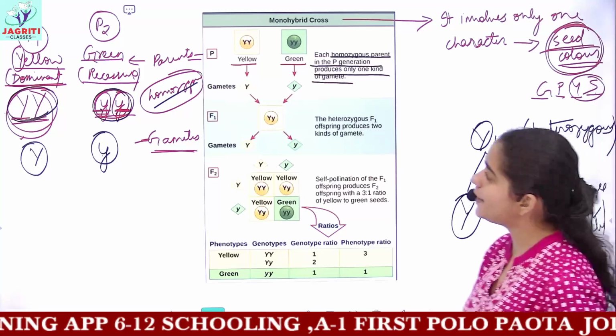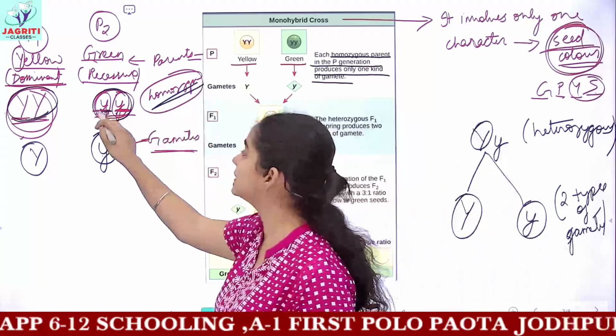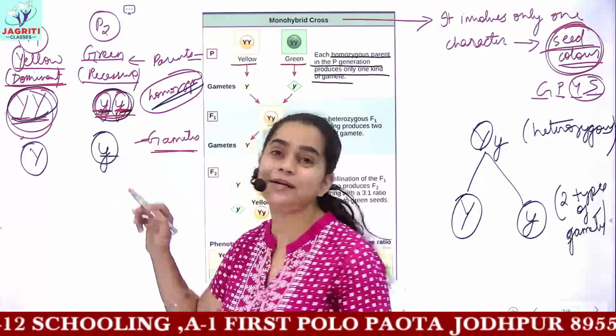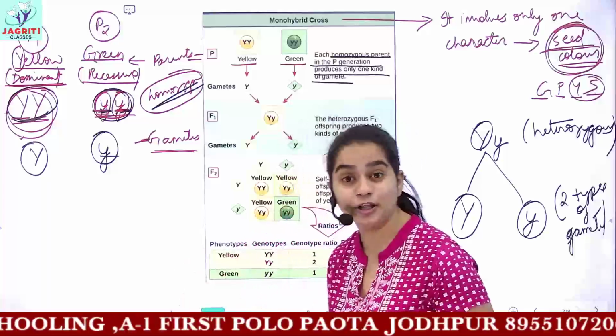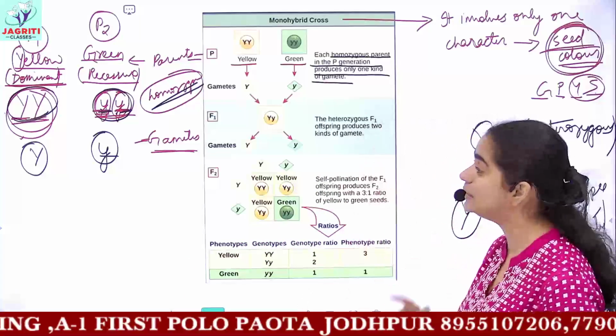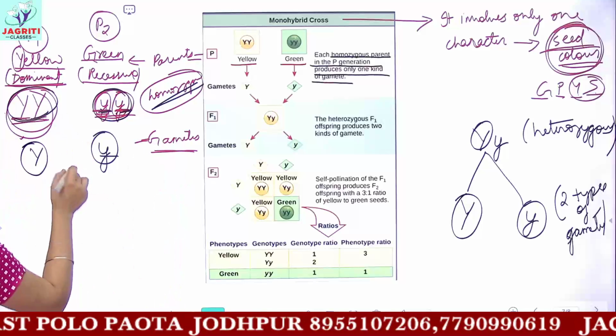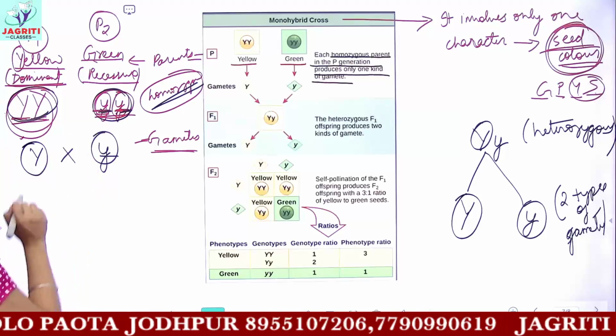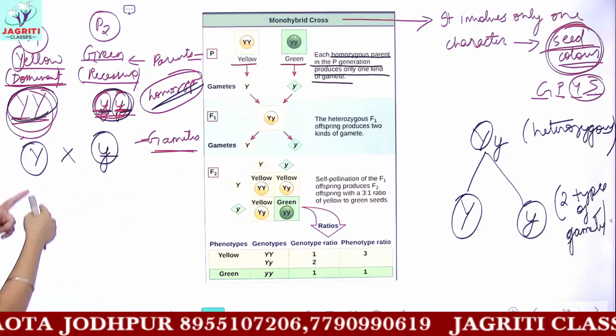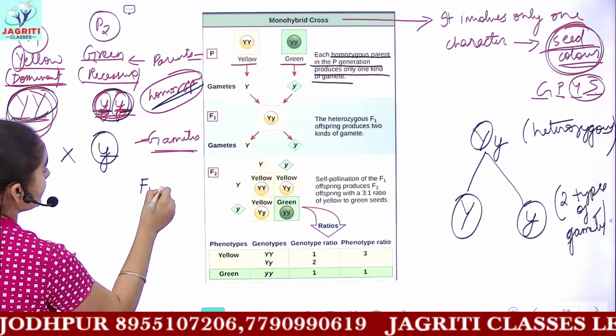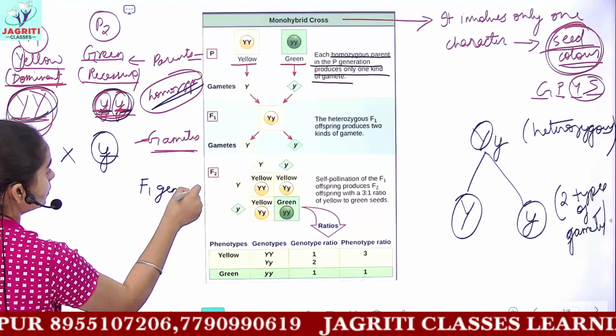But if you have homozygous alleles, that is the same alleles, then only one kind of gamete is formed. I hope now the concept is well clear. Now after the formation of gametes, you have to combine or fuse the gametes together, and when you combine the gametes, we will get the F1 generation.